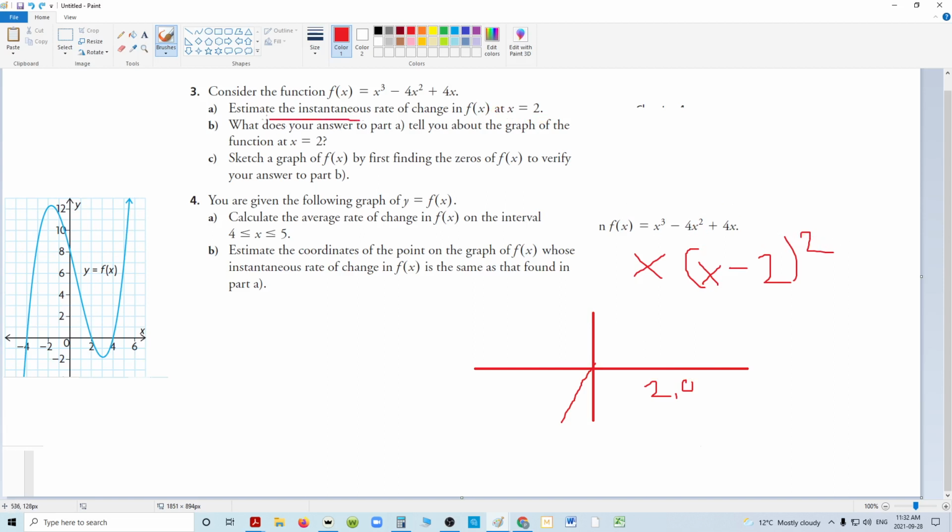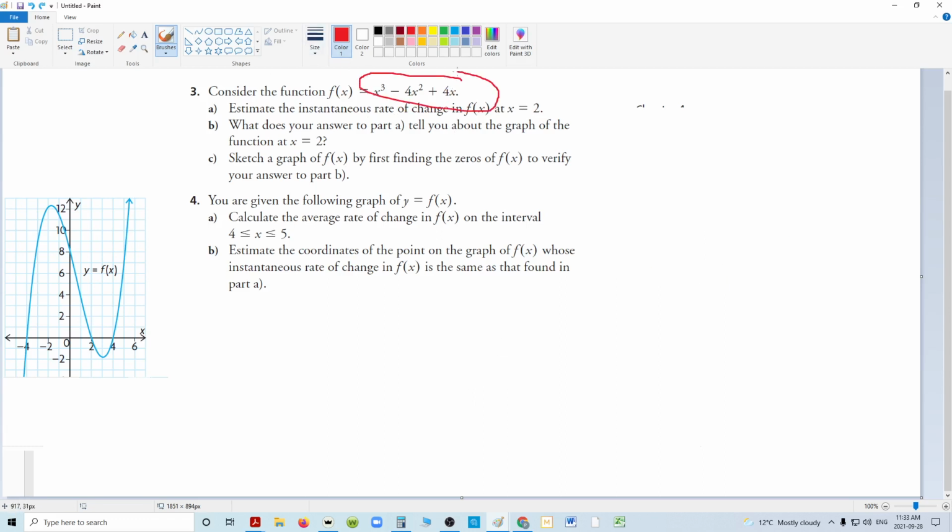Now, what does your answer to part A tell you about the graph at x is 2? It tells me that that's one of the spots, because this is a cubic. A cubic can have a maximum of 2 maxes and mins. It tells me that it's either a min or a max. Now, because of my knowledge of graphing, I was able to figure out it's a min. But otherwise, I just have to guess, since it had a slope of 0, and we were taking an instantaneous rate of change, that was going to be 0. But they want us to estimate it. So here's what you would do to estimate it.